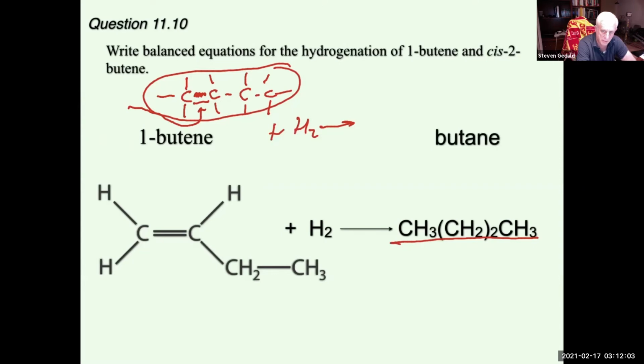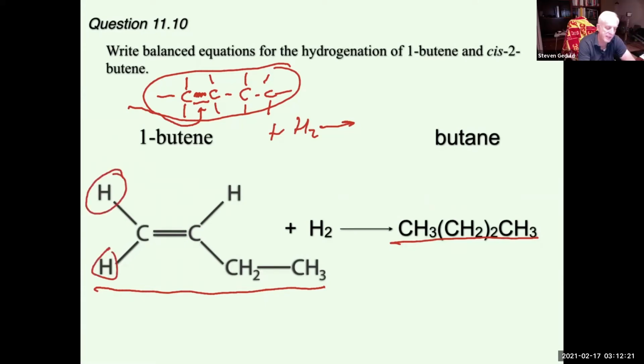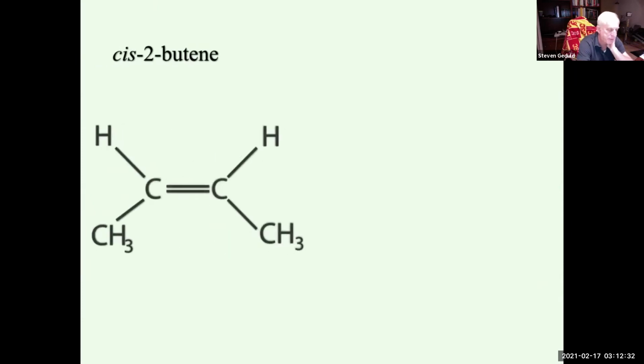All right. Can you make a cis-trans isomer with 1-butene? No. Perfect, because right there, the same thing is attached to one of the carbons. So 1-butene reacts with hydrogen and becomes butane. Cis-2-butene. Okay, double bond in the number 2 position. If I add hydrogen, what does this become?